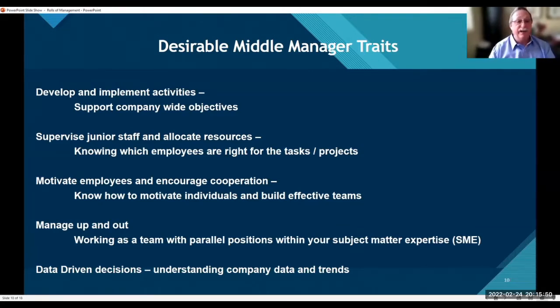Develop and implement activities. So at this level of middle management, you aren't worried about who's programming the tennis courts or the pickleball courts. You're going to do things for the entire company. It's different. The support of company-wide objectives is what your main task is. And when you're working at this level, if you're trying to do things, it's not independent of the other departments because you have to work together. And if you're not working together with the other departments, you're going to have a different kind of problem. You're going to supervise junior staff and allocate resources.